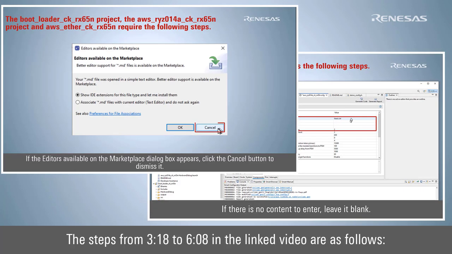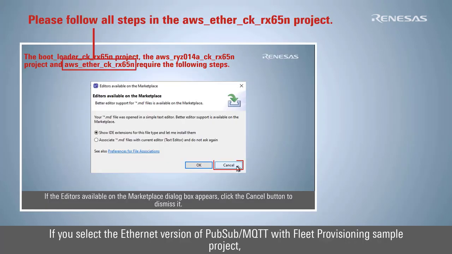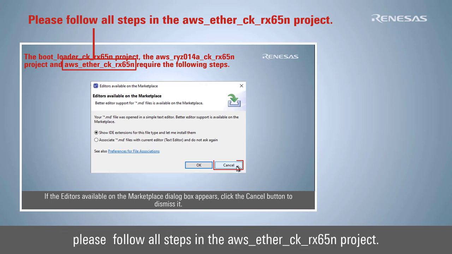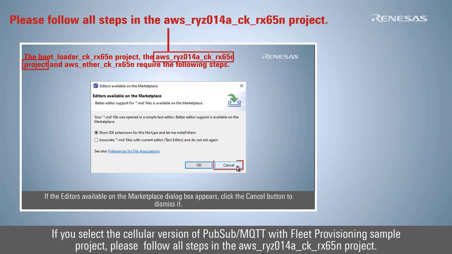The steps from 3:18 to 6:08 in the linked video are as follows. If you select the Ethernet version of pub/sub/MQTT with Fleet Provisioning Sample Project, please follow all steps in the AWS Ether CK-RX65N project. If you select the cellular version of pub/sub/MQTT with Fleet Provisioning Sample Project, please follow all steps in the AWS RYZ014A CK-RX65N project.